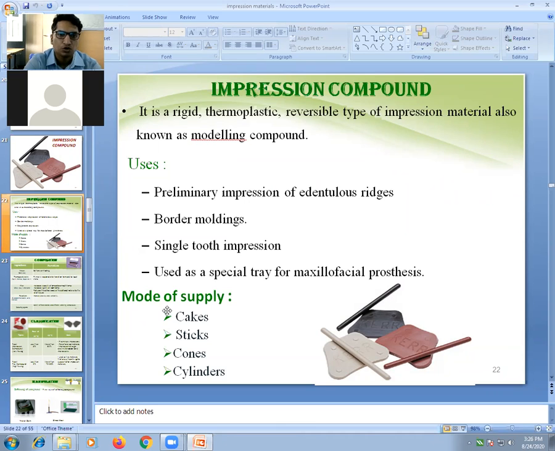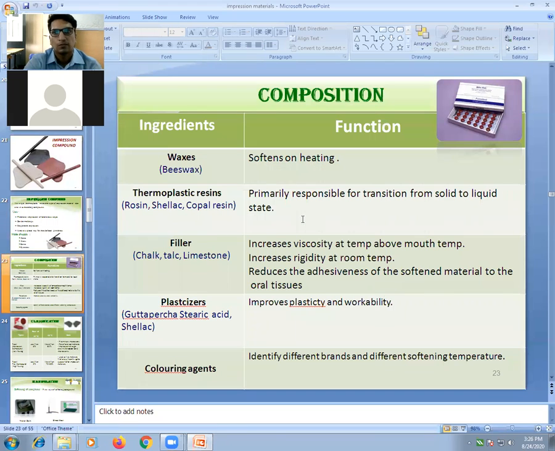Mode of supply is how we can purchase it in the market. We get it in cake form or in stick form. You can also get it in the form of cones and cylinders. Composition: these things are available in the book. The ingredients are waxes, thermoplastic resin, fillers, plasticizers, and some coloring ingredients.